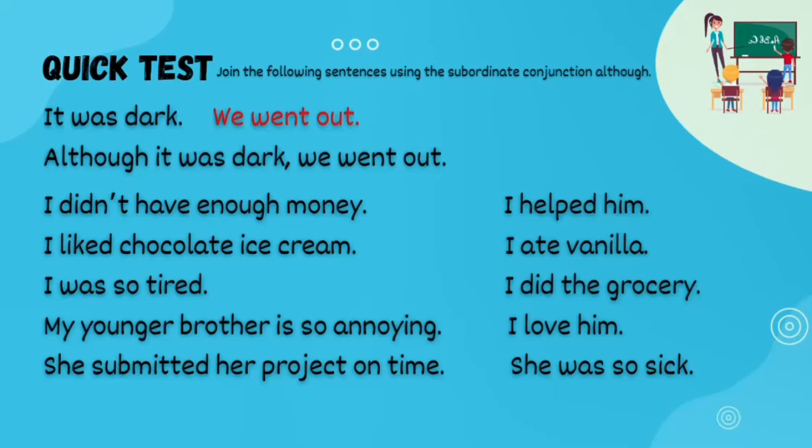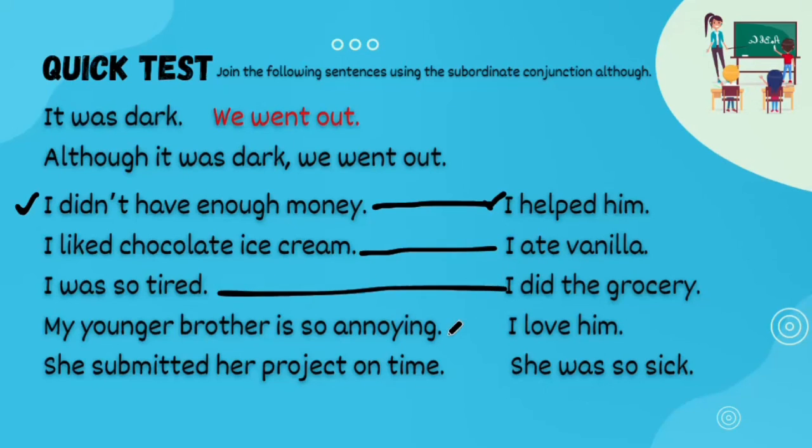Now the last thing is here. I am sharing with you a quick test. Here are some sentences written. They all are complete sentences. I didn't have many, I helped him. But what you need to do is connect these two sentences using the conjunction although. Now, if you can do it, write down the answers in the comment box. Let me see if you have got it. And if you want to give it to your kids, just write these sentences and tell them how you will connect them, what will be the sentence structure.